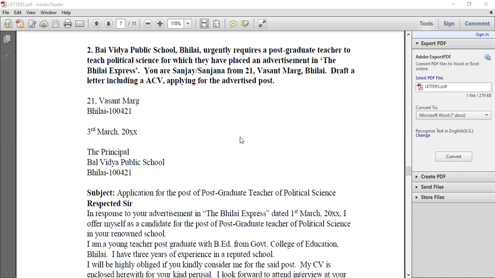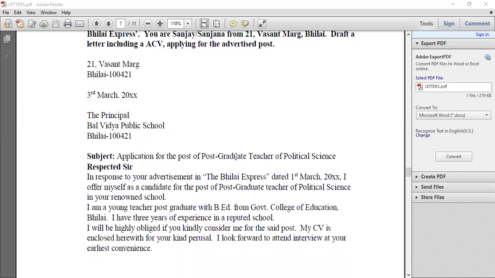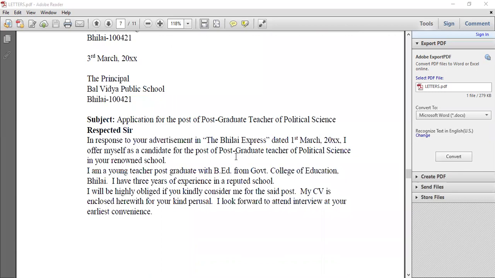Whatever I mentioned in the covering letter, the same covering letter you need to mention. I am just reading the content of the letter. You could see: application for the post of postgraduate teacher in political science. Respected sir, in response to your advertisement in the Bilai Express dated 1st March 2020, I offer myself as a candidate for the post of postgraduate teacher in political science in your renowned, reputed school.